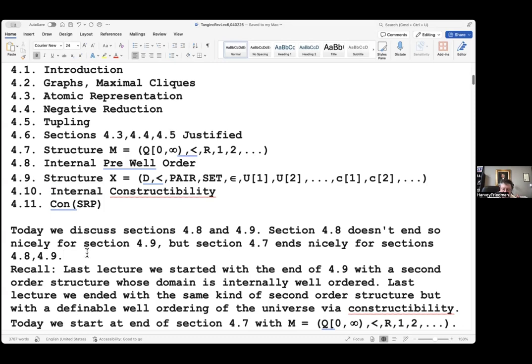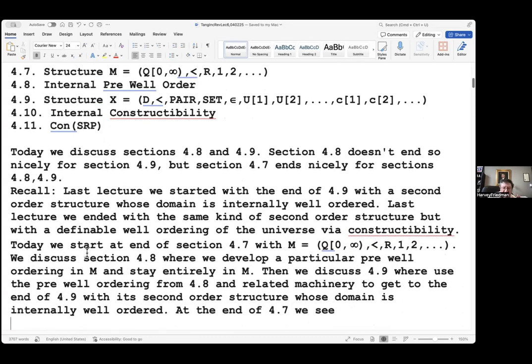So let's recall, last lecture we started with the end of 4.9 with a second order structure whose domain is internally well ordered. And last lecture we ended with the same kind of second order structure, but with a definable well ordering of the universe via constructibility, inner model constructibility. Okay, that's what we did last time.